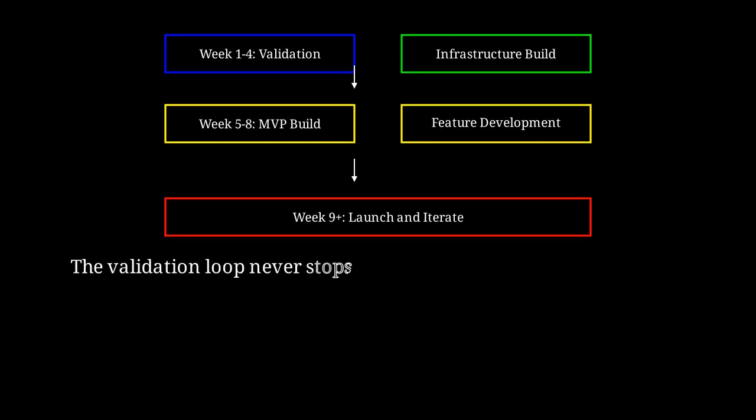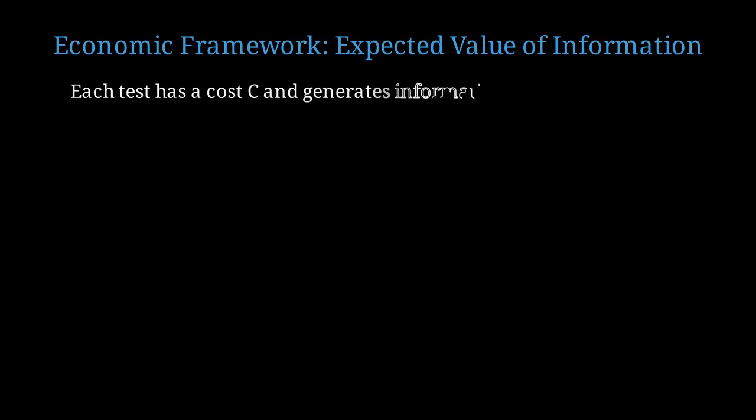Critical insight. The validation loop never stops. Even after launch, you continue running weekly experiments on features, pricing, positioning, and new market segments. Let's formalize the economics using expected value of information theory. Each test has a cost C and generates information value I. The test is economically rational if I is greater than C.